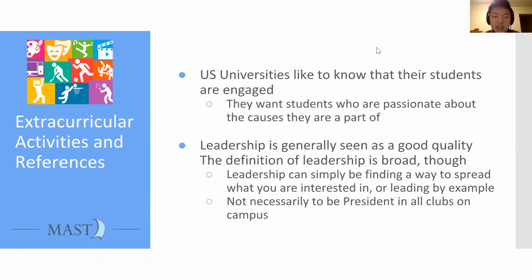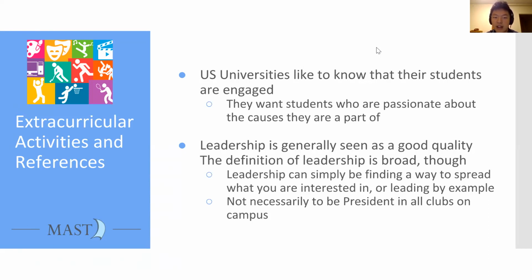But I think generally what they're looking for is some sort of leadership. I'm sure you've all heard of that before, but what does leadership really mean? I think that deserves clarifying here, because people tend to think of leadership as being president of the student union or president of the debate team. Although those are very good positions, if you're interested in those positions, those aren't the only ones that you should be going for, right?